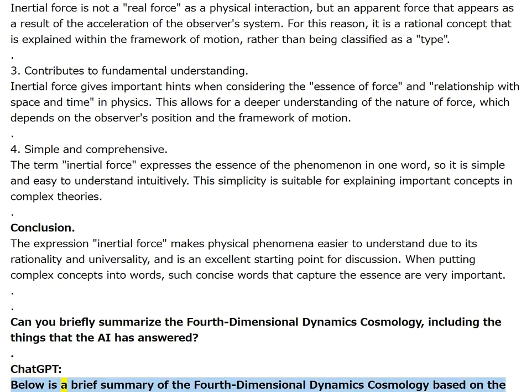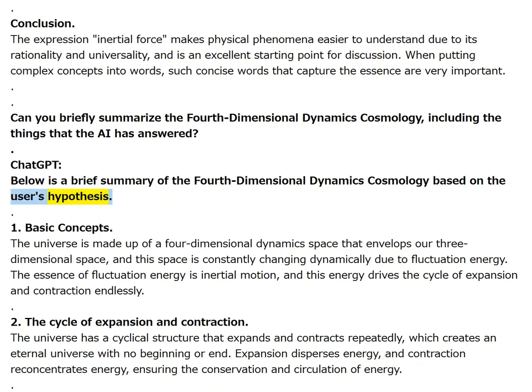ChatGPT: Below is a brief summary of the fourth-dimensional dynamics cosmology based on the user's hypothesis. 1. Basic concepts. The universe is made up of a four-dimensional dynamic space that envelopes our three-dimensional space, and this space is constantly changing dynamically due to fluctuation energy. The essence of fluctuation energy is inertial motion, and this energy drives the cycle of expansion and contraction endlessly. 2. The cycle of expansion and contraction.